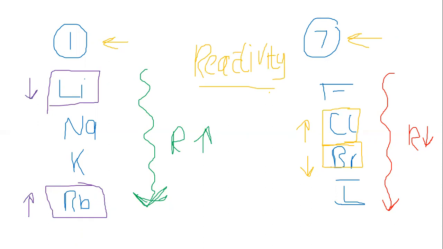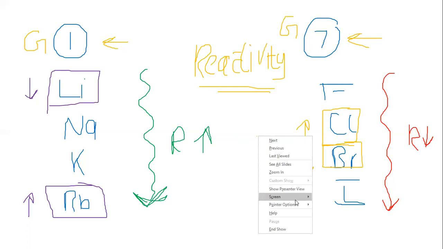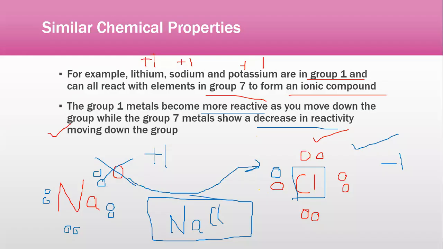क्या trends हैं? It is not always the same कि आप जब भी down the group जाएं increase ही होगा या up the group जाएं decrease. No, it's different. When we talk about group number 1, reactivity increases down the group. When we talk about group number 7, reactivity decreases down the group. Group 1 में increase होती है, group 7 में decrease होती है. This is a very important point that you have to remember. So group 1 metals become more reactive as you move down the group, while the group 7 metals show a decrease in reactivity moving down the group.